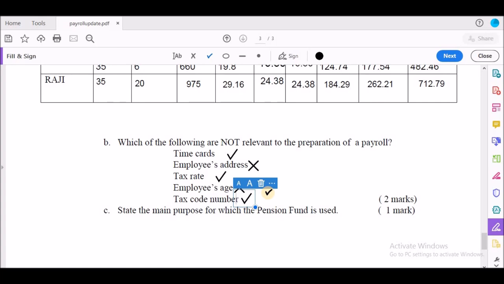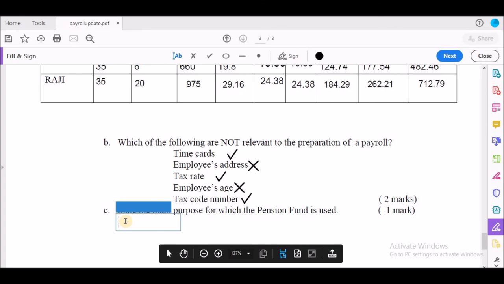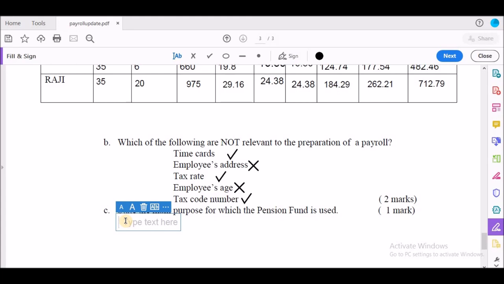So, state the main purpose for which the pension fund is used. So, pension fund is used basically for retirement. So when you pay towards your pension, instead of when you retire, you are basically just left without a salary. There's a portion of your salary that you pay to that. So when you retire, you still get a monthly payment. It's not going to be the same. Let's say you were earning $90,000. It doesn't necessarily mean that because you're paying pension, then at the age of retirement, you're going to get $90,000. You're going to get a fraction of that. So pension is used for retirement benefits.